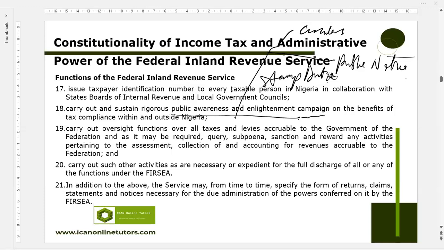So then they have power to carry out oversight functions over all taxes and levies applicable to the government, then carry out such other activities as are necessary or expedient for the full discharge of all or any of the functions under the FIRSEA. In addition, the service may from time to time specify the form of returns, claims, statements, and notices necessary for the due administration of the powers conferred on it by the Federal Inland Revenue Service Establishment Act.